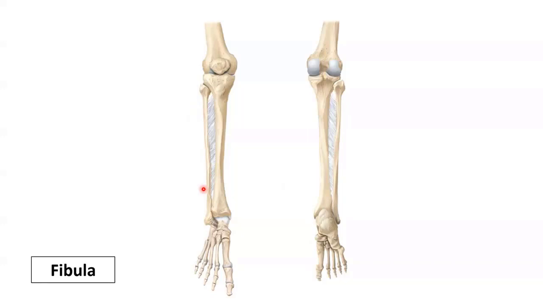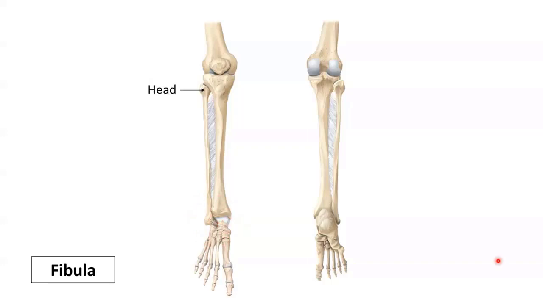Unlike the tibia, the fibula does not articulate with the femur. So you can see it actually doesn't connect to the femur at all, and therefore it's not weight bearing. The function of the fibula is to help stabilize our ankle joint.